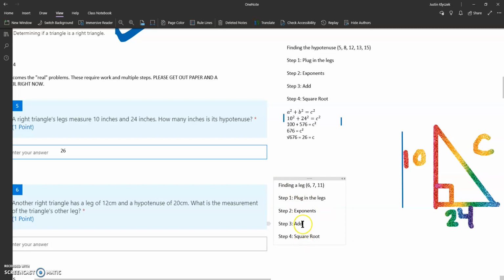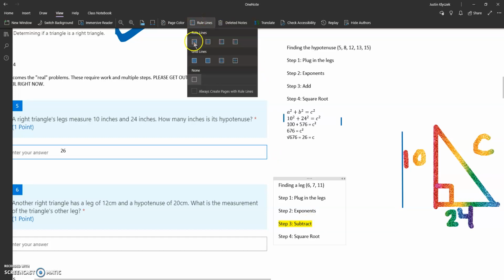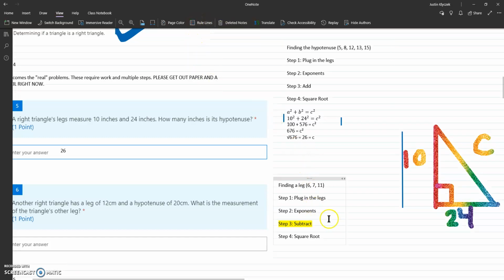Now, everything is the same with the steps, except for step number 3. Step number 3 is going to be to subtract. Because what you're going to notice is that on both sides of the equation are going to be numbers. We got to get them to one side, so we're going to subtract. Okay?